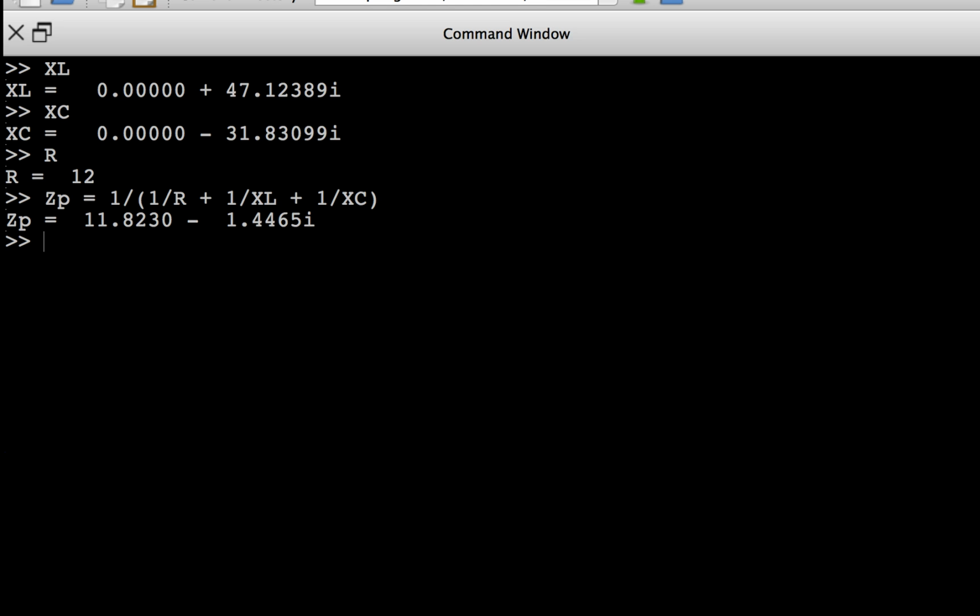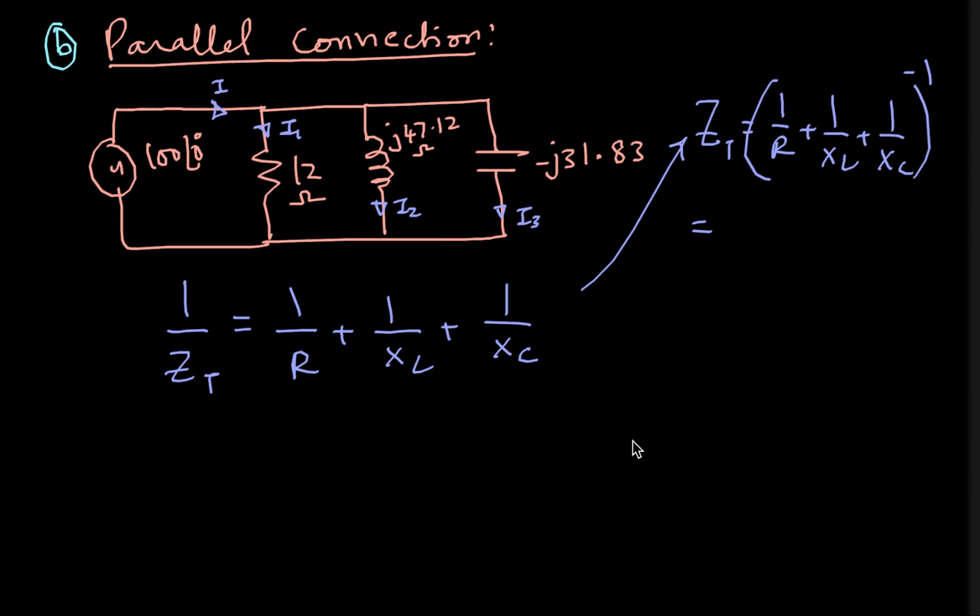Now you notice something interesting. The reactive component, or the imaginary component, of the impedance is negative. That means it is a capacitance. It will be acting like a capacitance now. So let's see. 11.8 and 1.446. So ZT is 11.82 minus J 1.446. So I have the total impedance now.